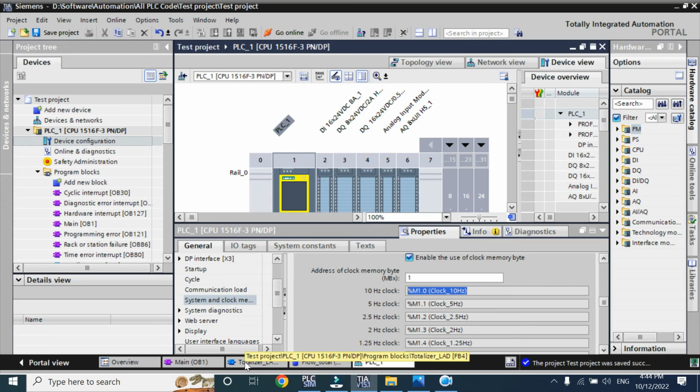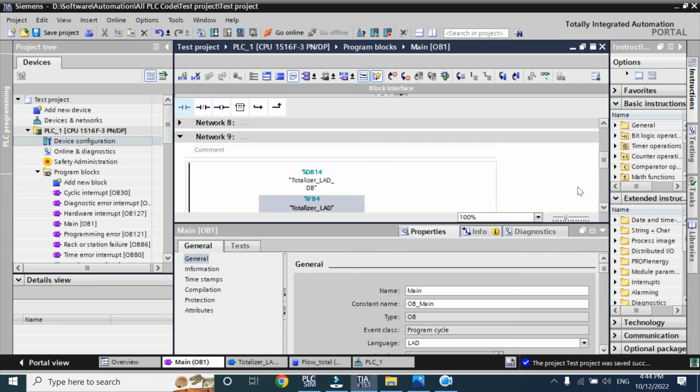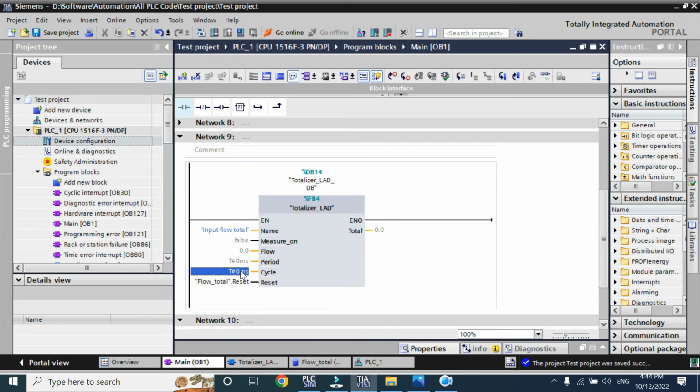Okay, we'll also use the totalizer function in a cyclic interrupt, which will be faster than that 100 millisecond clock cycle. But first we'll use that clock cycle here. So the fastest clock cycle is 100 millisecond, that is 10 hertz, so we have to use 100 millisecond. Okay, cycle time: if the flow is in seconds or minutes, think it is in minutes, so 1 minute. Your periodic time is 1 minute.